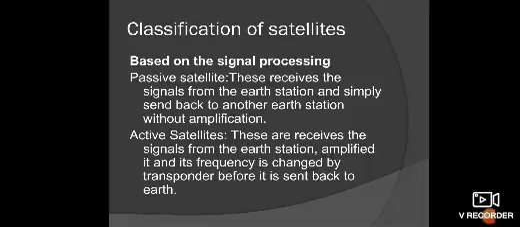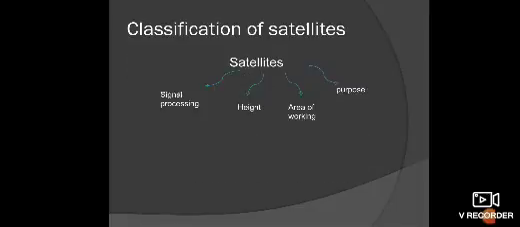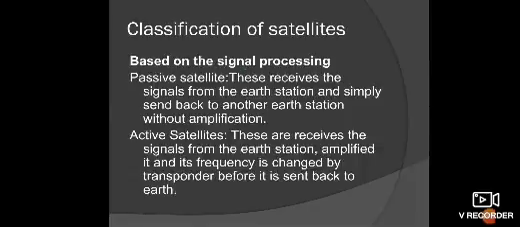That means the classification of satellites is done based on different parameters. The first is signal processing, the second is the height, the third is the area of working, and the fourth is the purpose. The first one, signal processing, means how the signal is processed. Based on that, satellites are classified into passive and active satellites. A passive satellite receives the signals from the earth station and simply sends them back to another earth station.